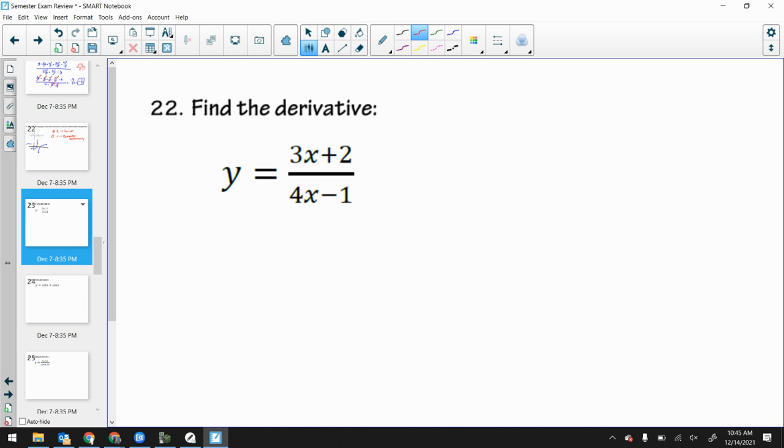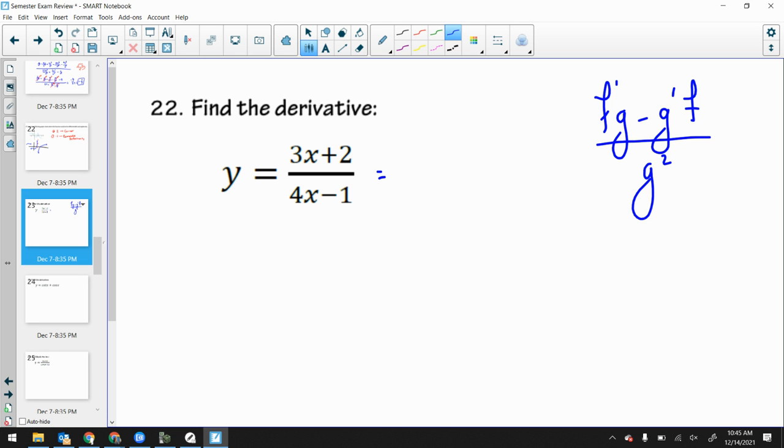So let's find the derivative. What do I have to use here? Quotient rule, yeah. F prime g minus g prime f over g squared. Right? F prime g minus g prime f over g squared. So let's do it.